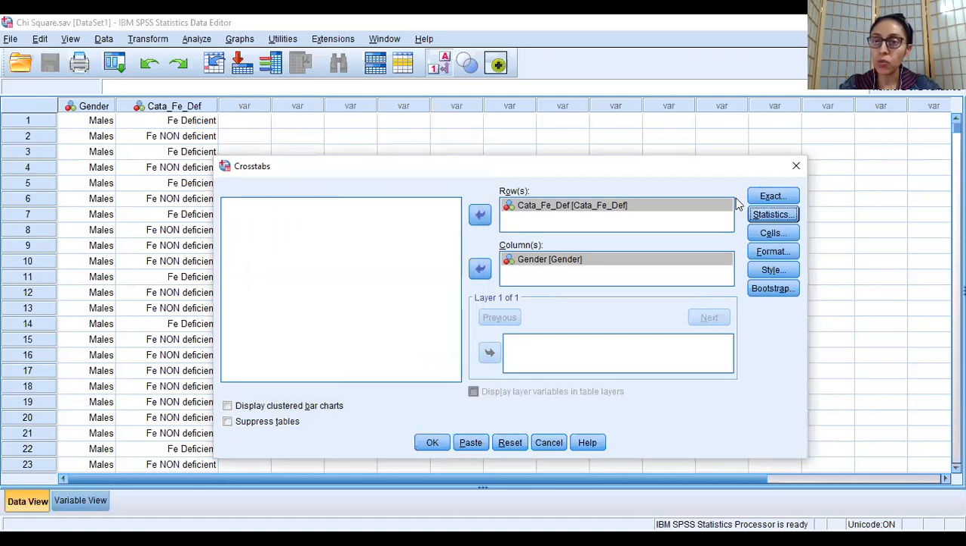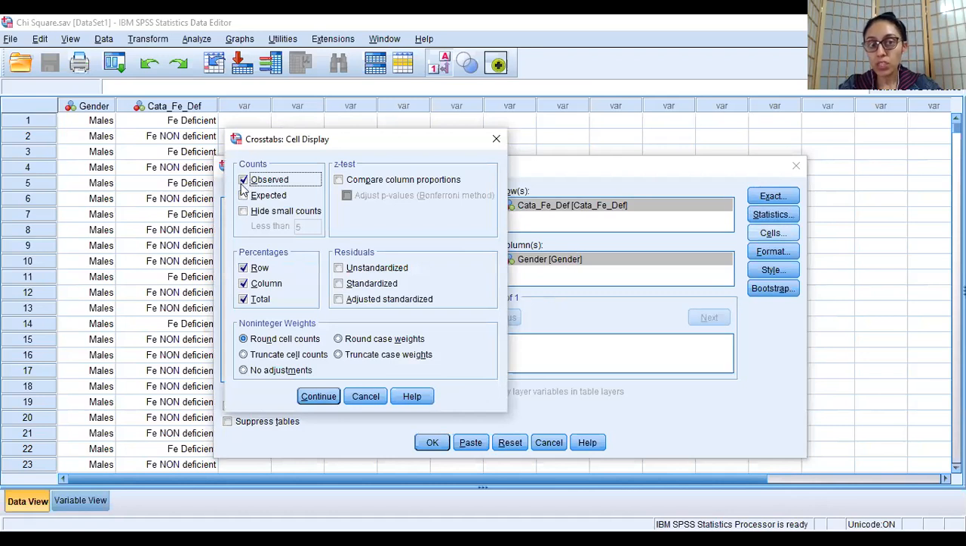You press continue. Within cells, this will be automatically ticked for you. You have to take row, column, total percentages. I like having percentages for both my rows and columns because it makes more sense to me which one I want to report. So that's just my best practice: I take rows, columns, and total. Observed will already be ticked for you. You just press continue.